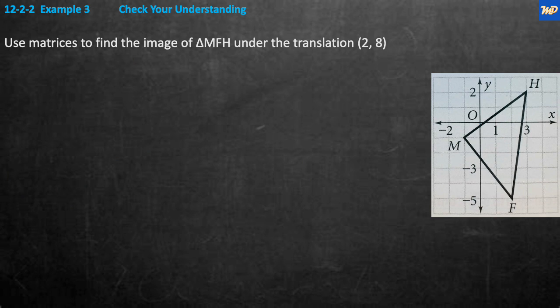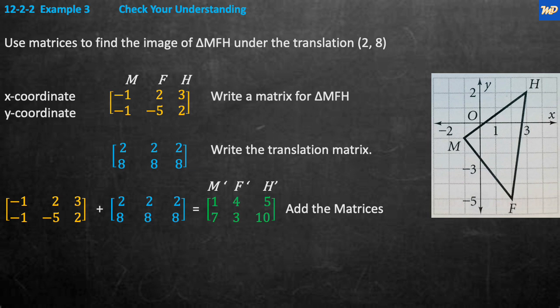Okay, example 3, check your understanding. It's your turn to use a matrix to find the image of triangle MFH under the translation 2, 8. You don't have to draw the picture, but if you can do the mathematics, that'd be nice. So I'll wait for you. When you come back, we'll move on. Okay, so now you've had time to do this. Let's see what you came up with.